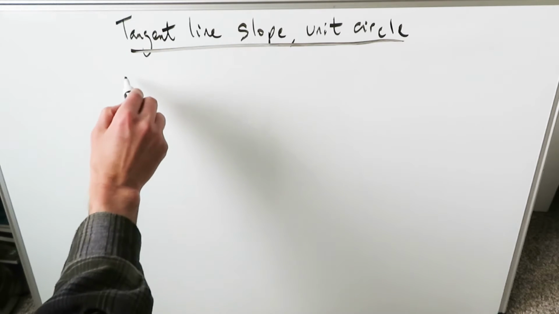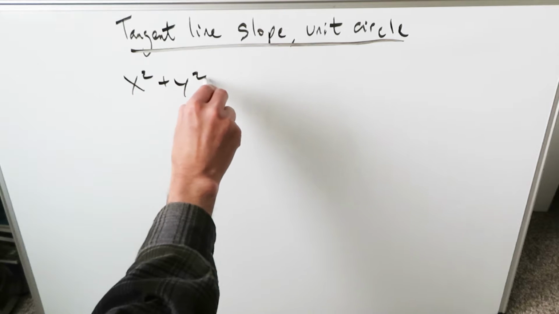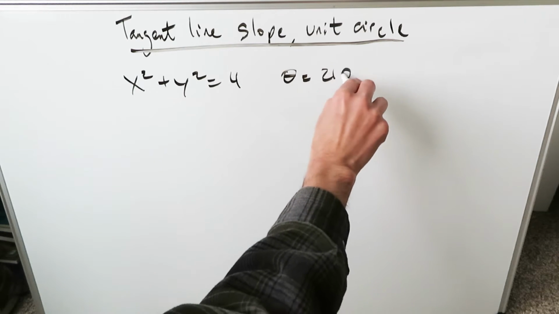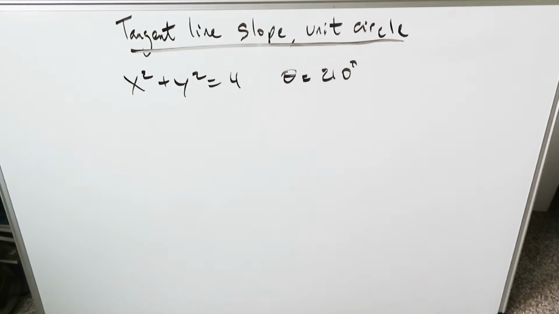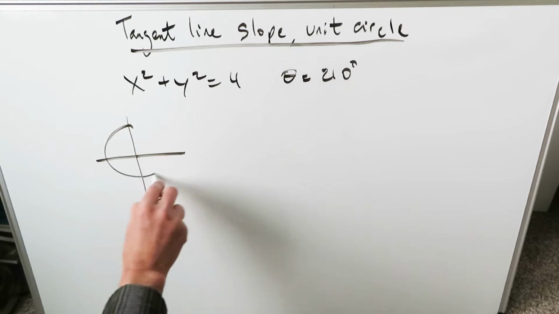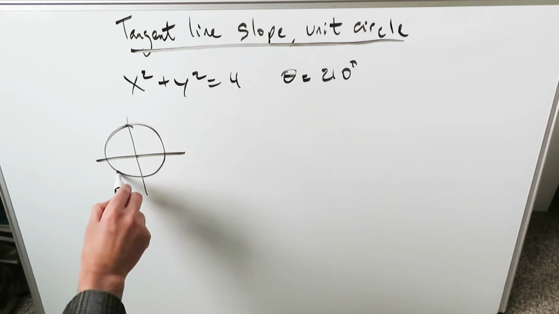If you have an example, let's say x squared plus y squared equals 4, and I want to find the slope of a tangent line for theta at 210 degrees. What does this mean? Think about it, just graph it out before we get into the shortcut. If you are looking at this, at 210 degrees it would be somewhere right over here.